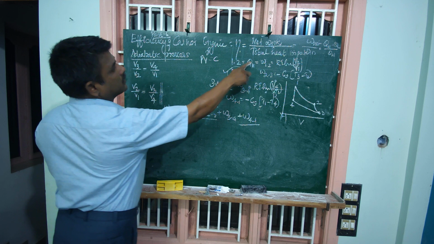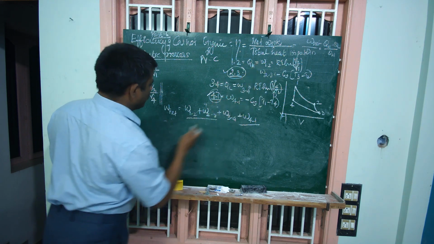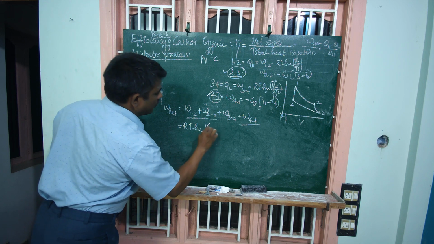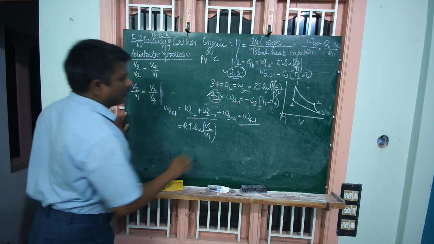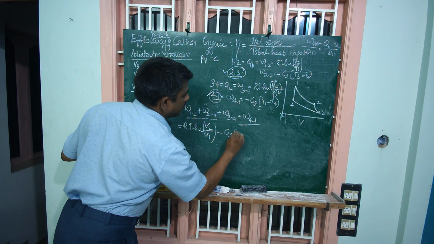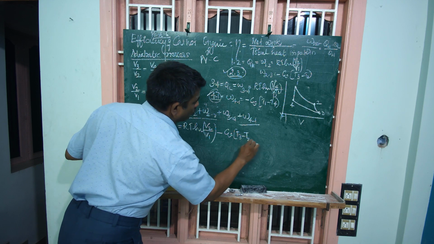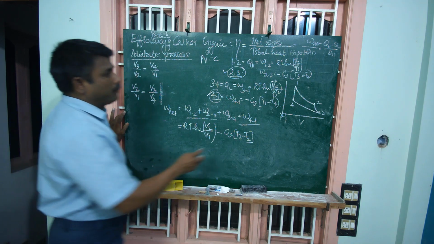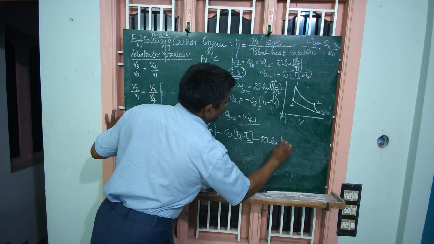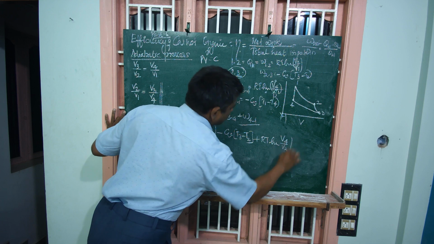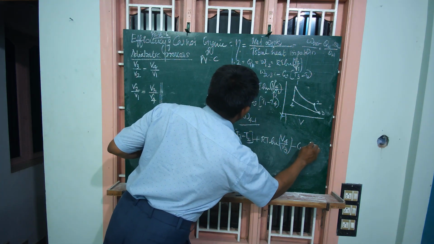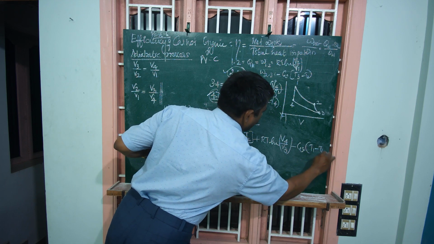W1 to 2 is equal to RT ln V2 by V1. W2 to 3 is minus CV (T3 minus T2), plus RT ln V4 by V3. Clear? Next, minus CV (T1 minus T4). Clear?